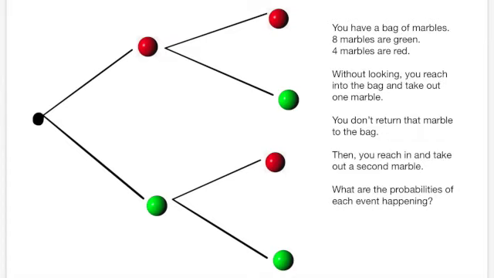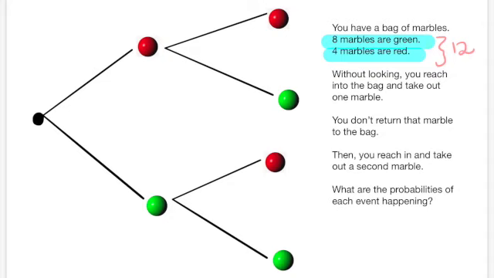All right, so here is a problem that's a little bit more complicated. And there are a couple reasons it's complicated. First off, before there were two branches, and this top branch was 1 out of 2, and the bottom branch was 1 out of 2. But that's not happening here because these represent marbles in a bag, and in the bag there are 8 green marbles and 4 red marbles. So that means there are a total of 12.